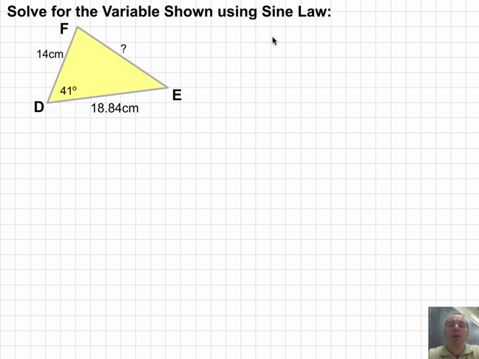But if we have a triangle like this, and we want to use sine law, because sine law is a little nicer, I'm going to try to set this up as sine of 41 over d, and then sine of f over 18.84. But I don't have f and I don't have d. I need two knowns before I can do it, and I cannot figure out the other angle, so I cannot do this question with sine law.